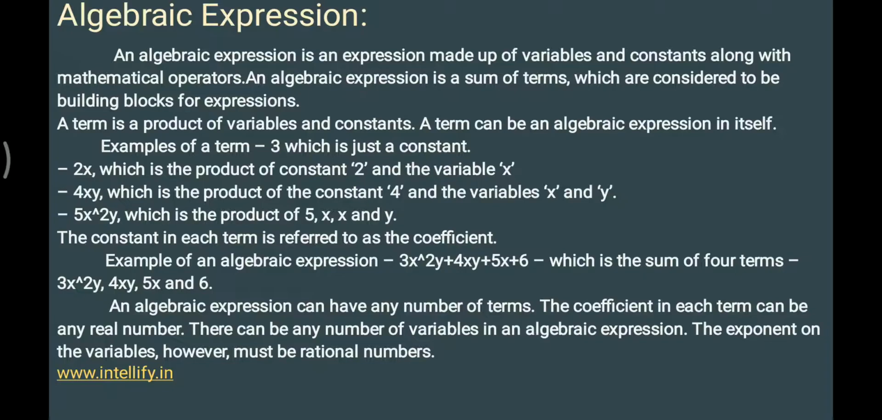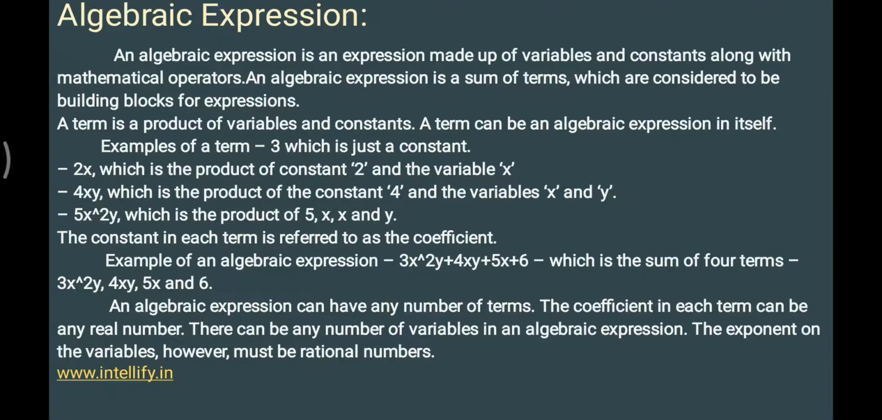A term is a product of variables and constants. A term can be an algebraic expression in itself. Examples of a term: 3, which is just a constant. Here we can see the number 3, it is only a constant. And 2x, which is a product of a constant as well as a variable. And here you can see 4xy, the product where 4 is a constant and x and y are the variables. And here we can see 5x squared y, the product of 5, x squared, and y. These are called terms. The constant in each term is referred to as a coefficient.